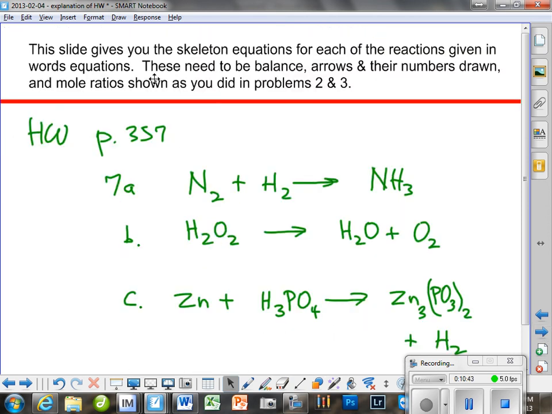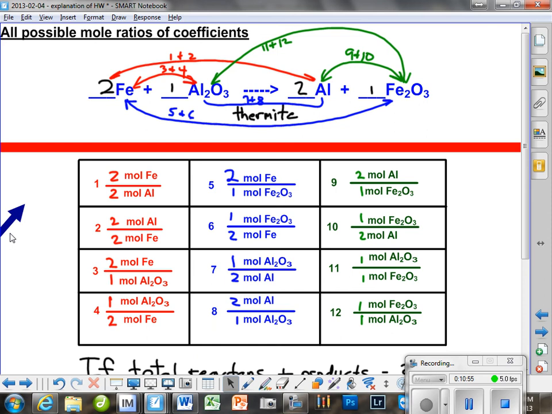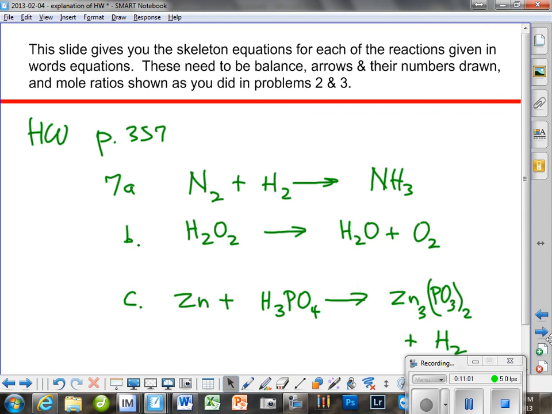So for each reaction given in word equations, we need to balance, draw arrows and their numbers, and show the mole ratios, and the mole ratios were what we did down here. Okay, all of these mole ratios have to be shown for each of those equations. So have fun. I hope this helps you understand these assignments better.